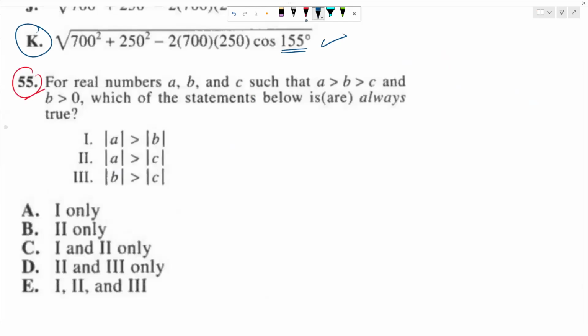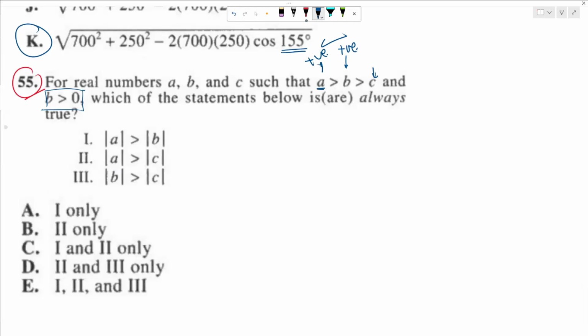We'll just do that straight away, Amr. We can go as well with A, B, C such that A is bigger than B, and B is bigger than C. It means A is the biggest of them and C is the smallest. Since B is bigger than 0, B has to be positive, and A as well has to be positive since A is bigger. We're not sure about C though. They're asking which of the following statements are always true.